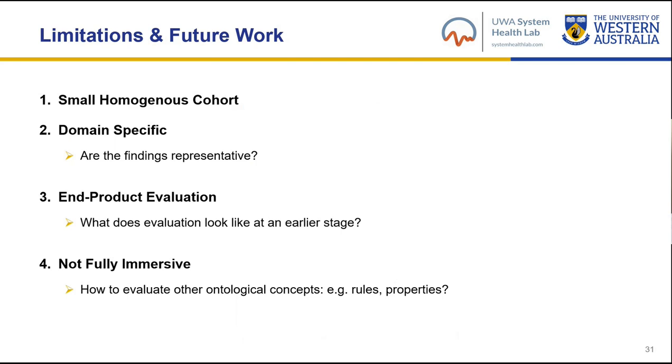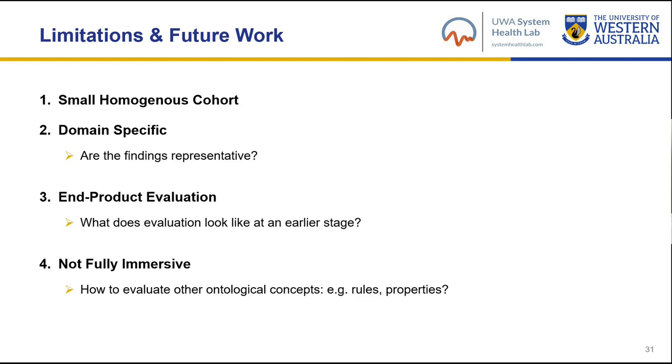Of course, the study was not without limitations. Due to time constraints, the participant cohort was small and homogeneous, with all 4 participants being engineers working within Western Australia. Similarly, the evaluation was focused specifically in the building domain. Future studies would benefit from a larger number of participants with varying demographics and from different domains to confirm if the findings are representative of the wider population.